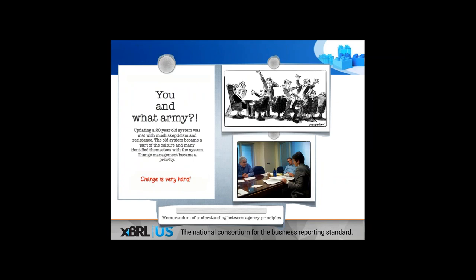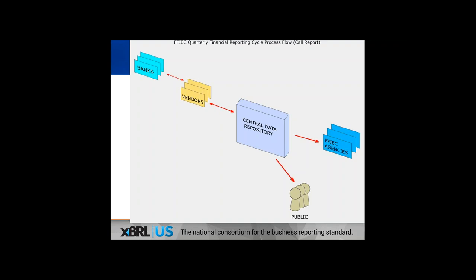Next slide, please. So this diagram shows the FFIEC's quarterly financial reporting cycle workflow and the interaction between all the stakeholders in the system. Can you click, please? Each quarter, the agencies develop and send reporting requirements to the software vendors. This includes the report form, report instructions, and data quality checks. Software vendors incorporate reporting requirements into their financial banking software.